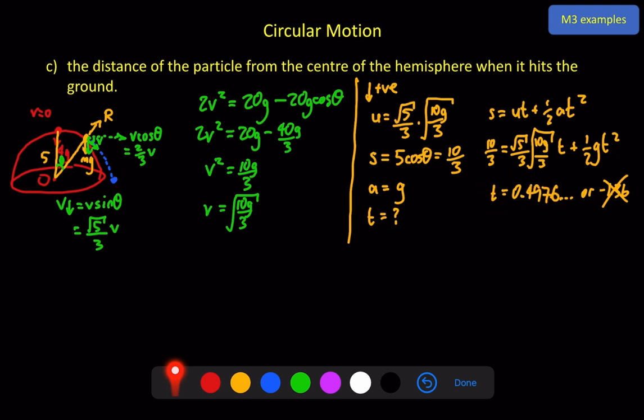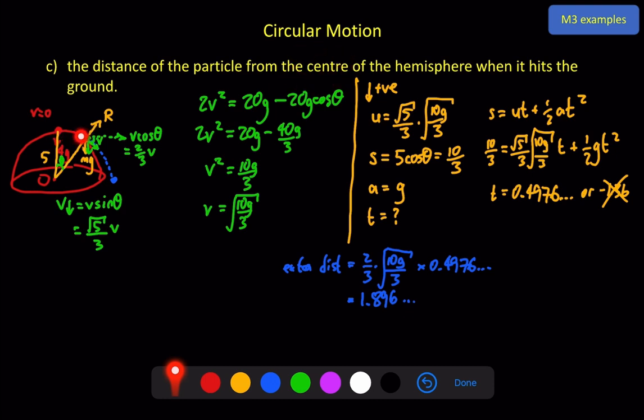We're going to take that time and multiply it by the horizontal speed to give us the horizontal distance traveled in that time. So the extra distance is equal to 2/3 of v, and again v is this horrible thing here, times time, and that gives me a decimal answer of 1.896... And I say extra distance there because we want the distance from the center of the hemisphere.